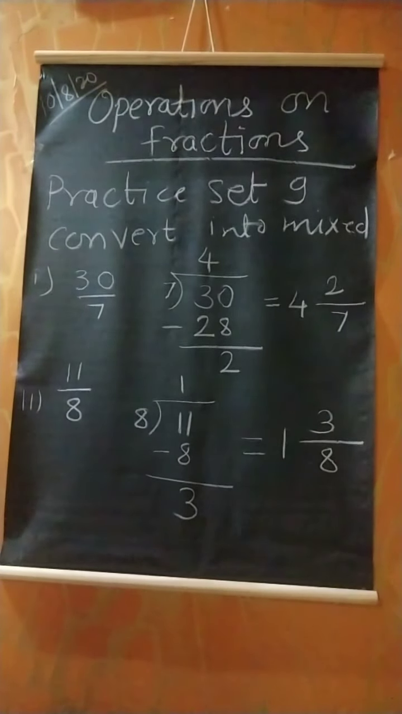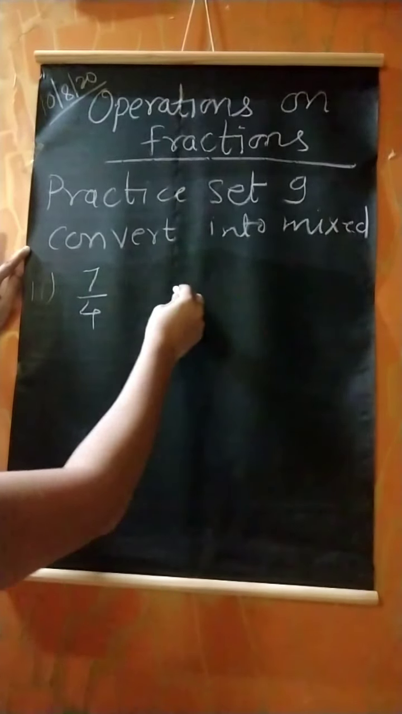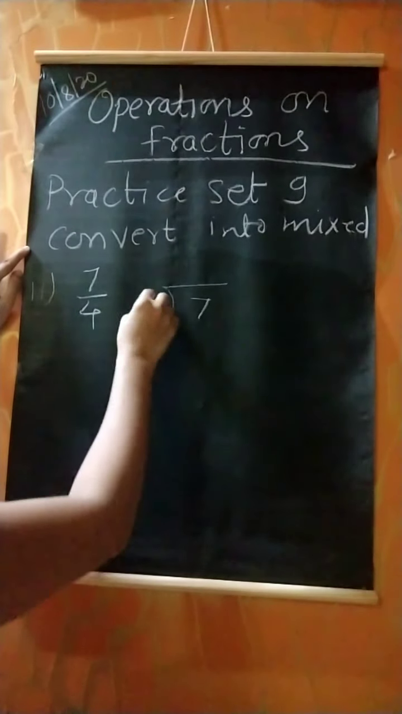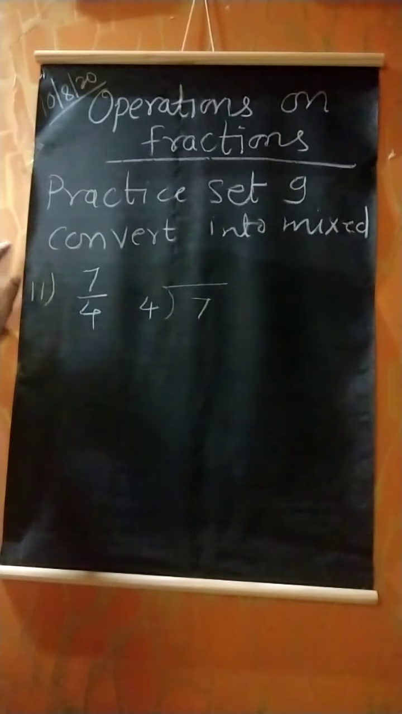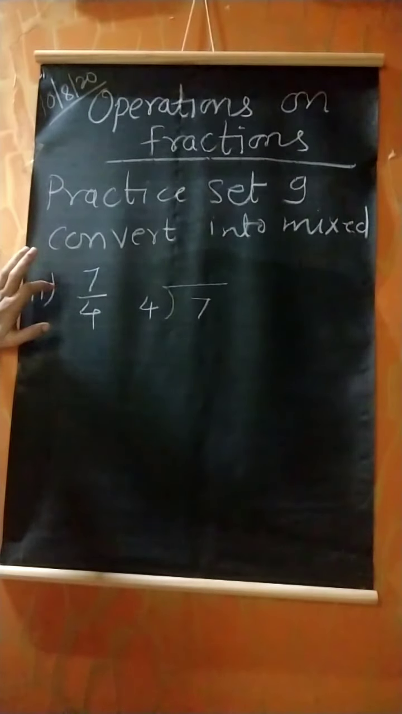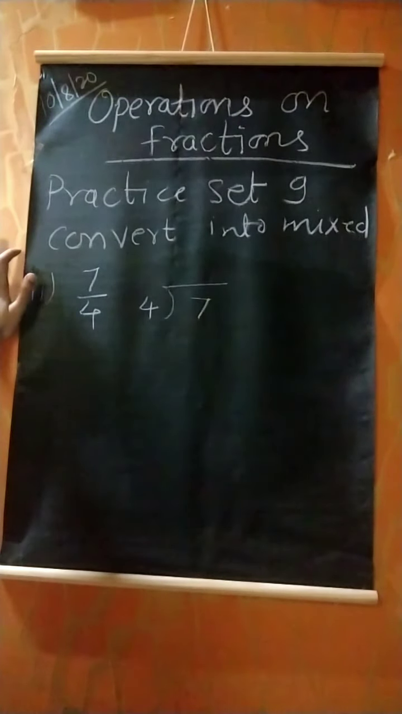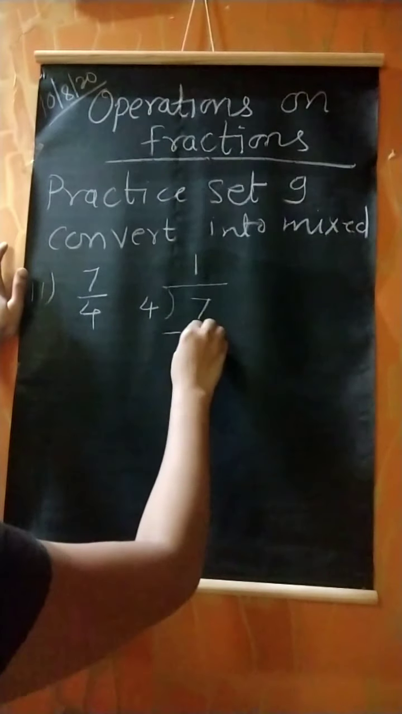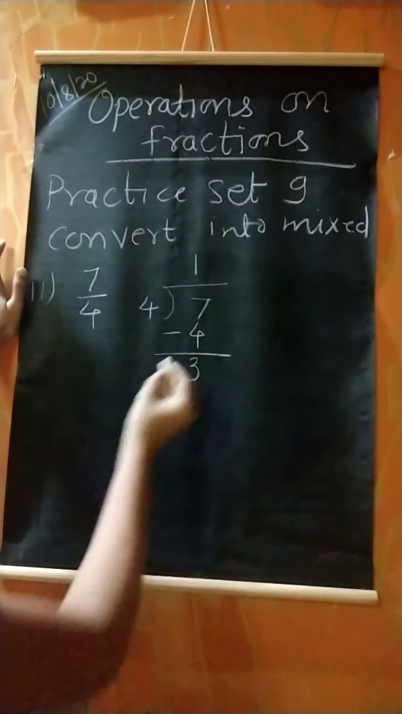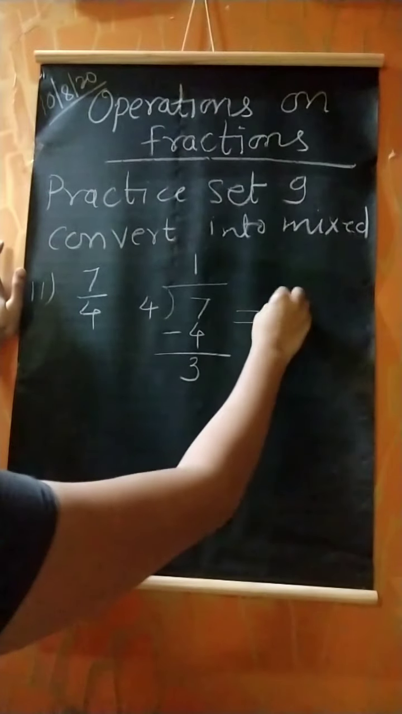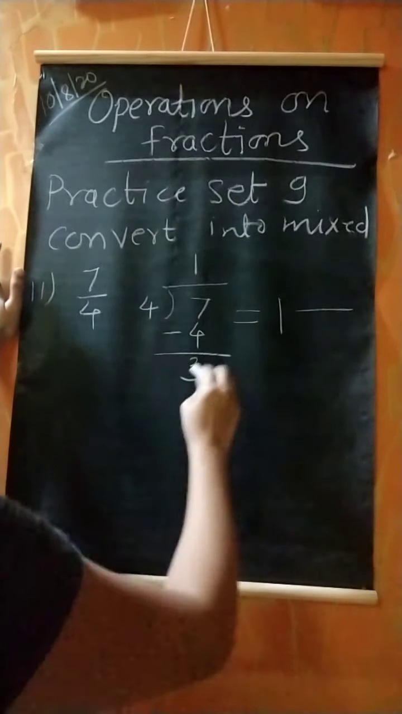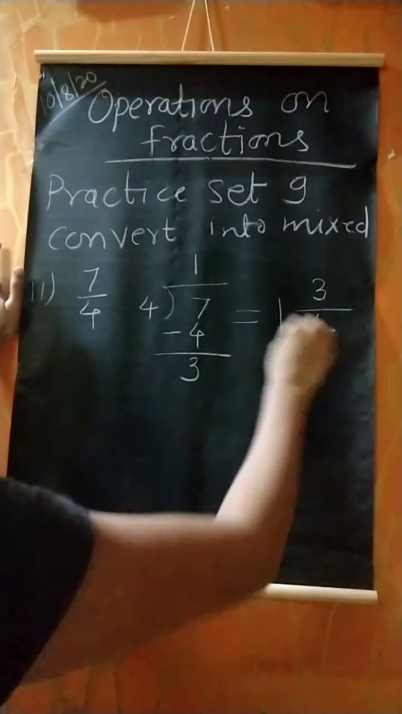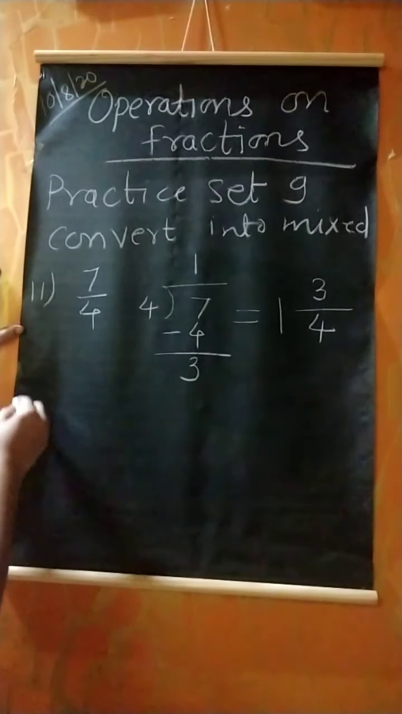Next example. Next is 7 upon 4. Now see, 7 divided by 4. Same, 7 is not coming in the table of 4. So the smaller number is 4 only, that is on the place 1. 7 minus 4 is 3. So your mixed number is 1 complete 3 upon 4. Understand?